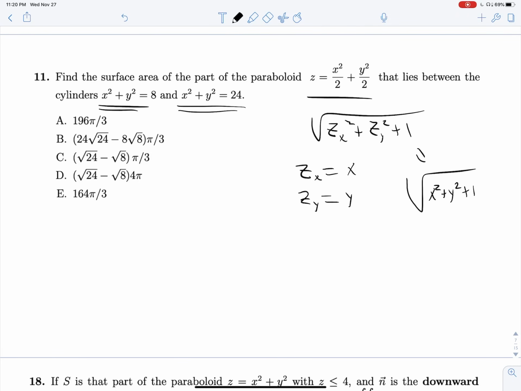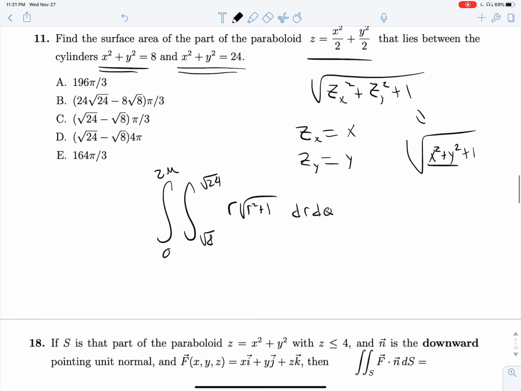Here we go. So we can set up our integral. We see that we want r to run from root 8 to root 24, and we want theta to run from 0 to 2 pi. And our integrand is going to be r dr d theta, and then we want our root, well, this is just going to be r squared plus 1, sitting in there. Now all we have to do is evaluate.